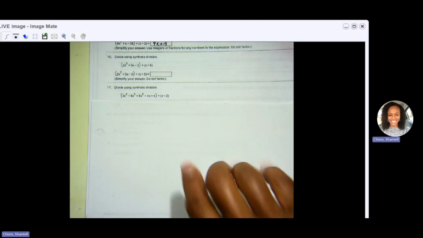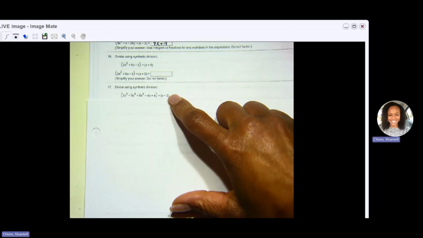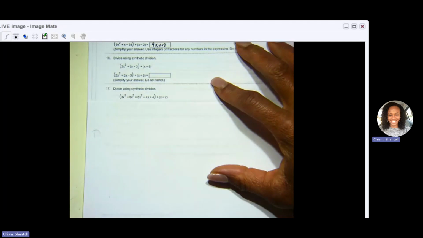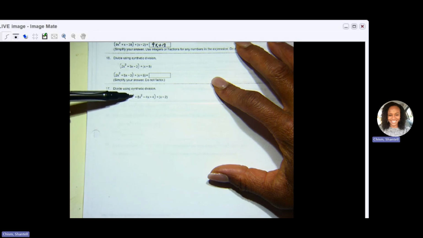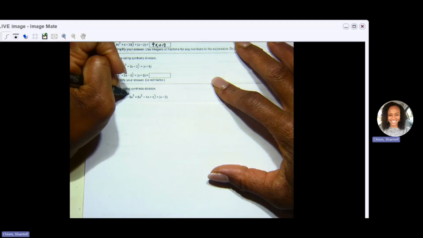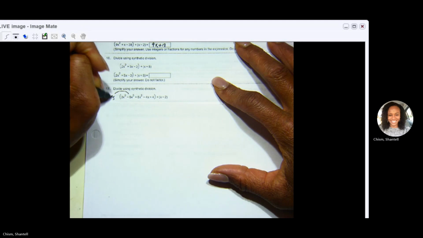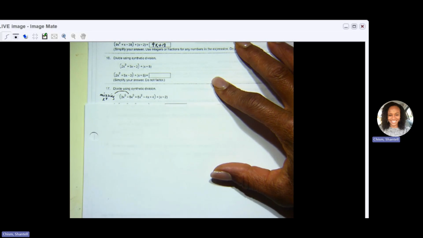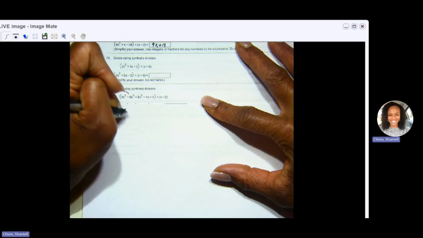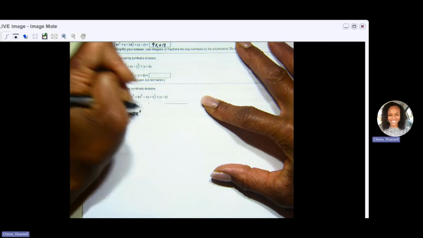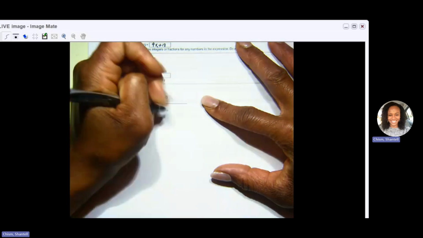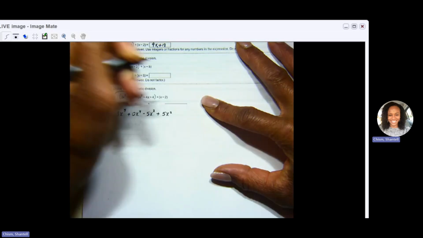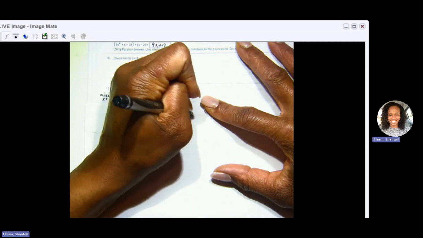So it says divide using synthetic division. So again, this is your divisor. This is your dividend. Take a look at your dividend. Your exponents went from x to the 5th to x to the 3rd, x squared, x, and then your constant. So right here, we are missing x to the 4th. So we got to plug that in. We got to have that missing term. So I'm going to write that again as 3x to the 5th plus 0x to the 4th minus 5x cubed plus 5x squared minus 4x plus 4.